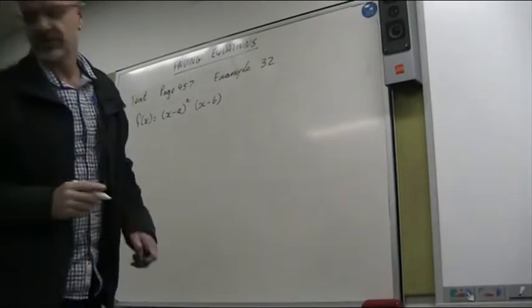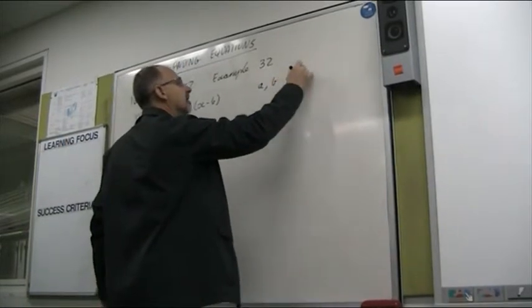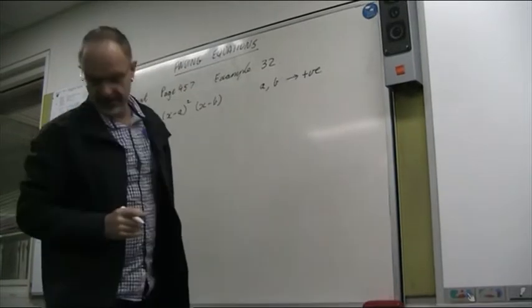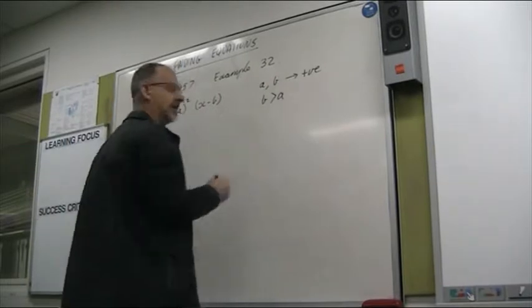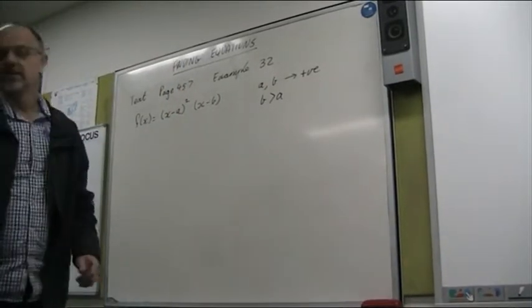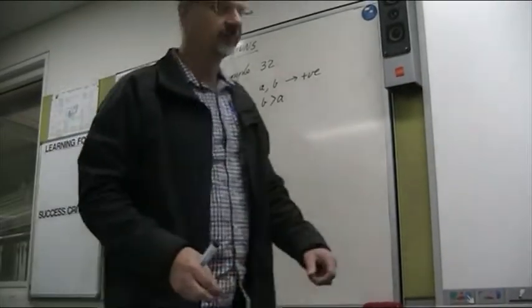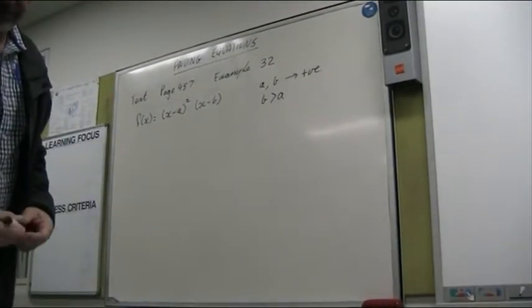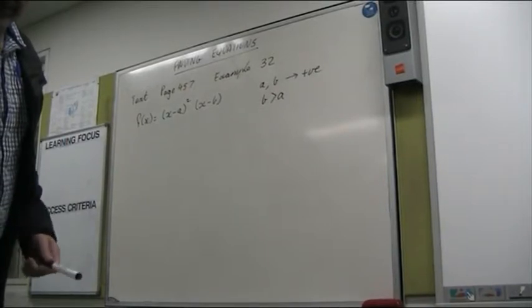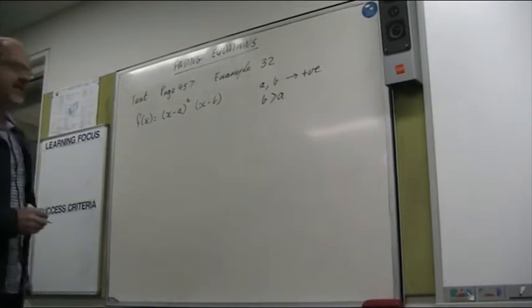Where a and b are positive constants, so a and b positive. And the other requirement is that b is greater than a. Alright, so we may or may not need to use those later. Alright, so find the derivative of f(x) with respect to x.